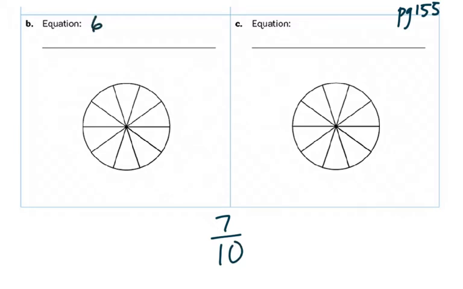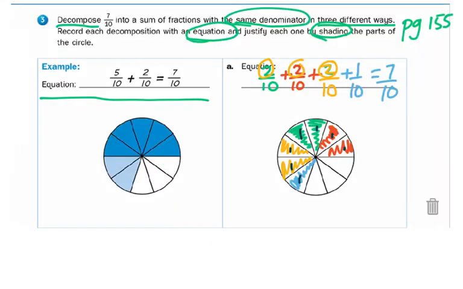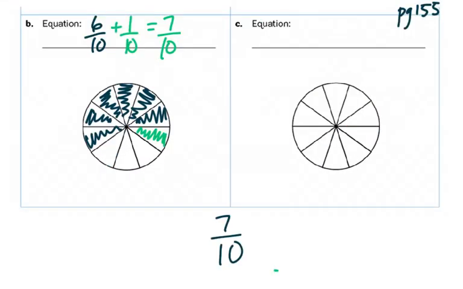Let's try 6/10. Let's shade in 6/10. 1/10, 2/10, 3/10, 4/10, 5/10, and 6/10. That means I need one more tenth to equal 7/10. So go ahead and shade in one more. Notice that the same amount is shaded each time of the circle.